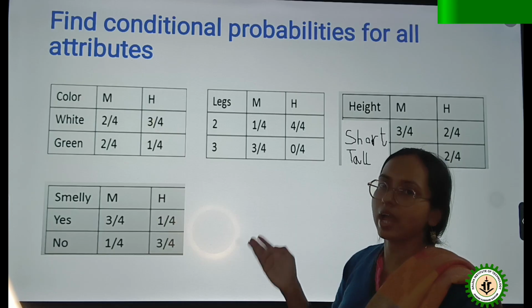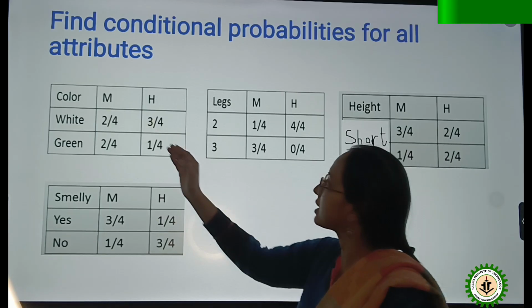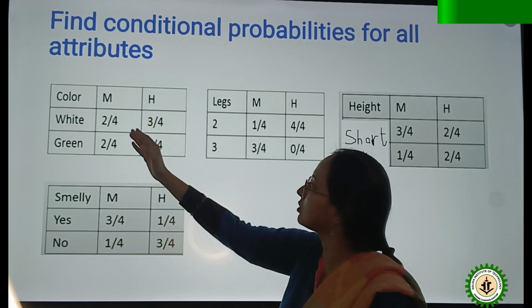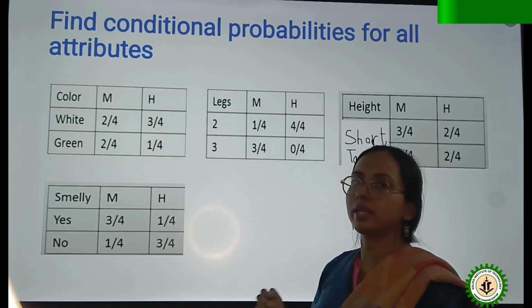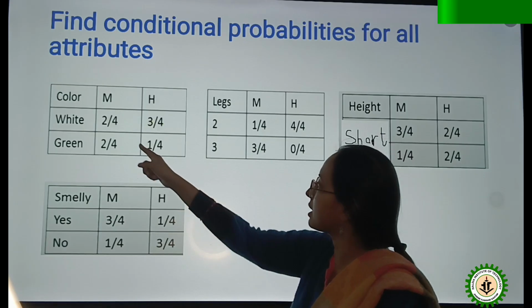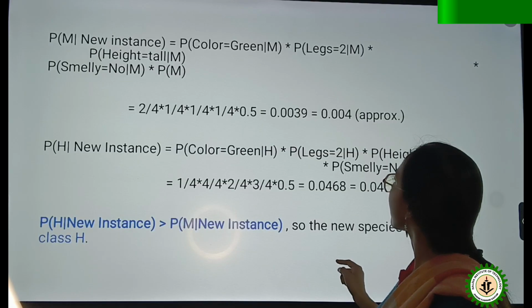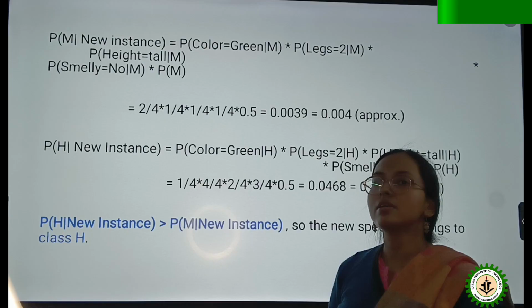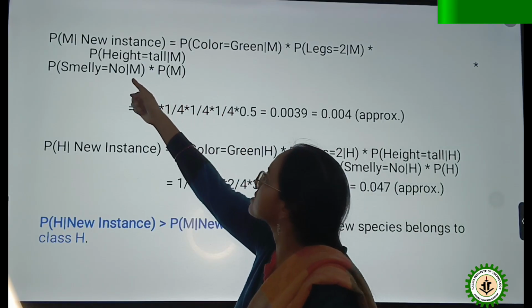Now similarly, we will consider each of the features. We had color, legs, height and smell. For those features and for the target outcome M and H, I will be calculating how many there are for each combination, and accordingly I have placed all these values. Now we have to calculate whether it falls under species M or H. For that, I will now be directly applying the Bayes theorem.